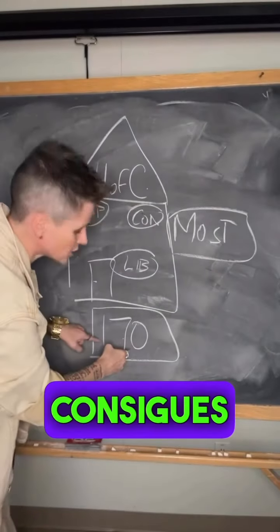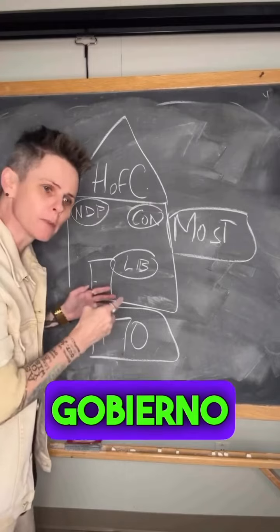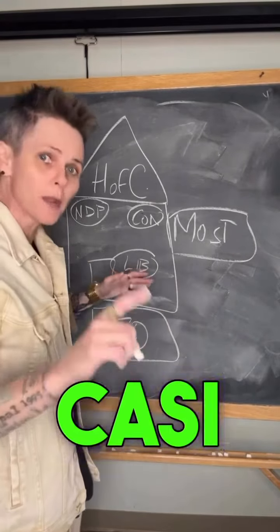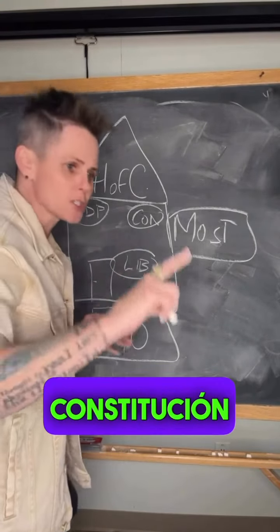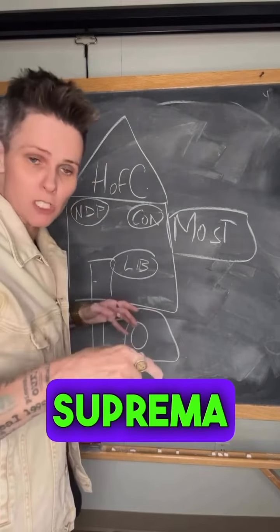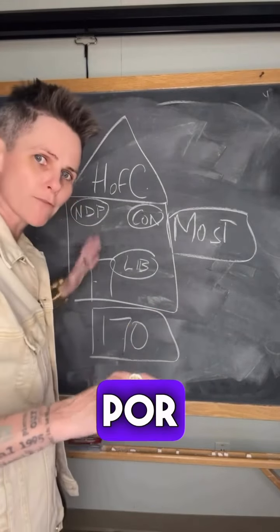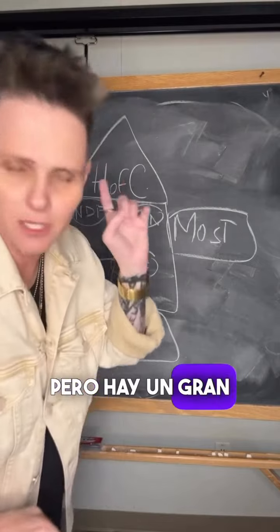All right, so if you get 170 seats, that means that your government can pretty much do whatever they want, barring any breaches of the Constitution or the Supreme Court puts them in their place. They can do whatever they want for their 5 years in office. But there's a big but.